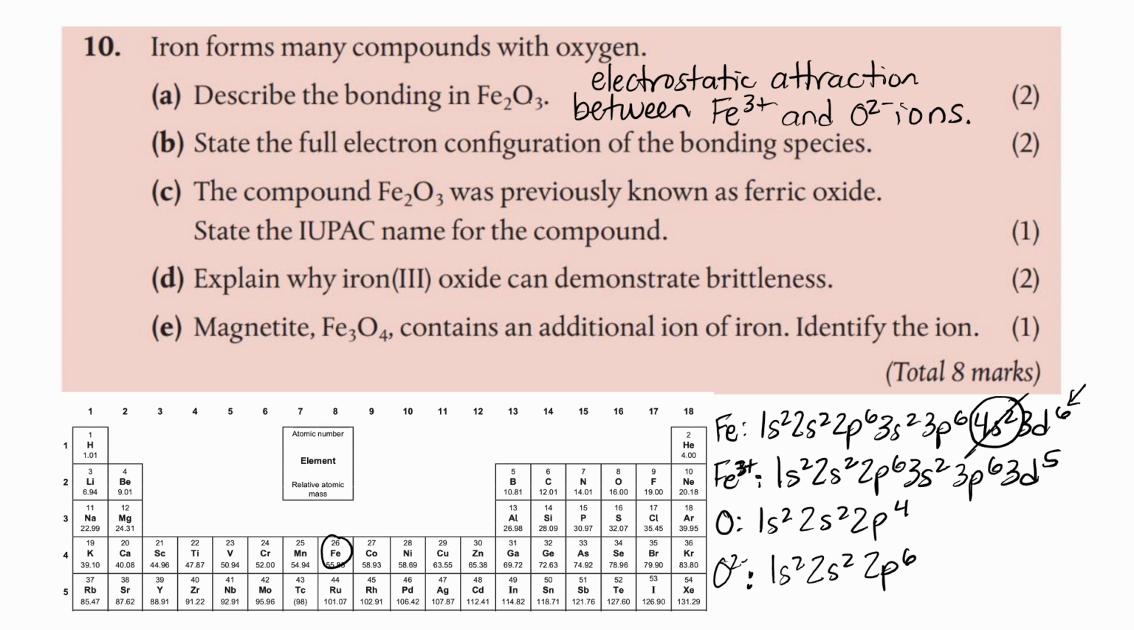And then the compound Fe2O3 was previously known as ferric oxide. State the IUPAC name for the compound. Remember, for ionic compound naming with transition metals, we do need to place a Roman numeral there for the charge of our cation. Now we know the charge of our cation is 3, so we can go ahead and name it iron(III) oxide.